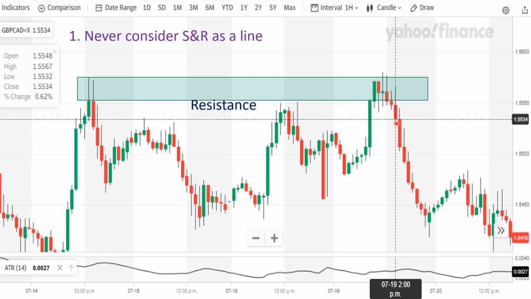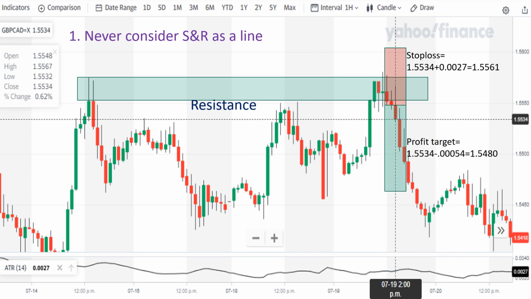Now, to enter the trade, to exit the trade here, I put my stop loss 180R above the close price of this bearish candle for a stop loss and 280R below the close price of this bearish candle for profit target. Here I can get a 2-to-1 reward risk ratio. So this is my stop loss and this is my profit target.